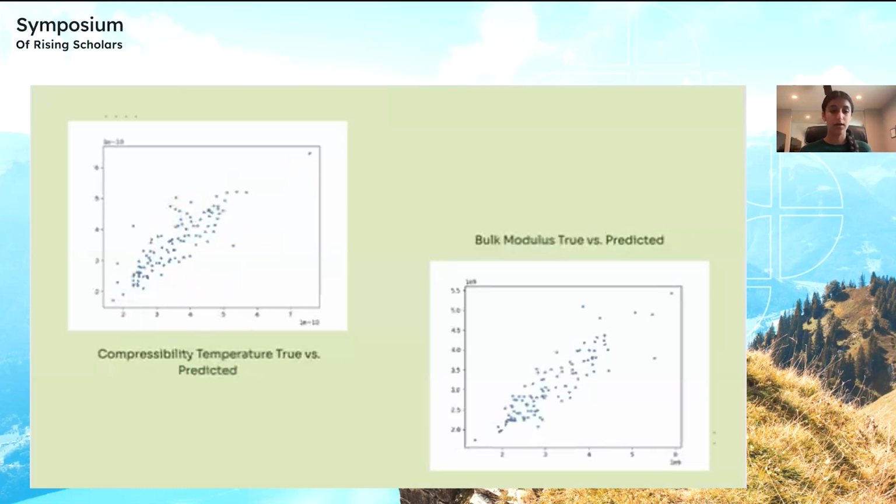The properties plotted in all of the graphs, including this compressibility temperature true versus predicted graph and bulk modulus true versus predicted graph, are all of the desired characteristics within textiles.